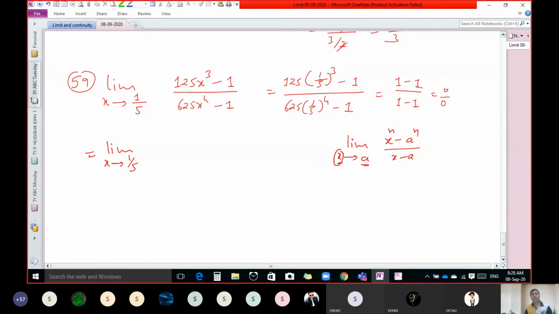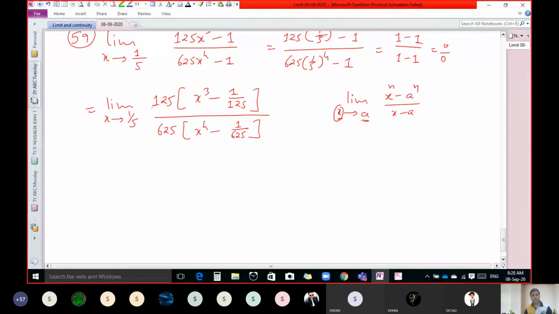Okay, one simple step. Take 125 common. So now tell me what we get in bracket. X cube minus 1 upon 125. Perfect. Now tell me what we have to do for this. 625 common. Correct. If we do like this, then here obviously you can cancel this and here we get 5.